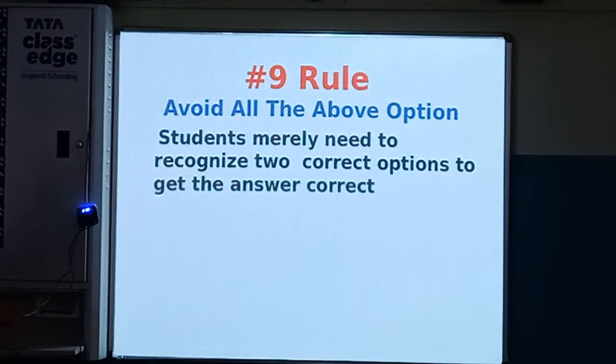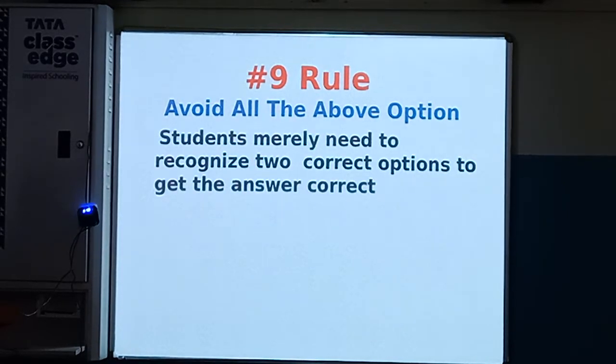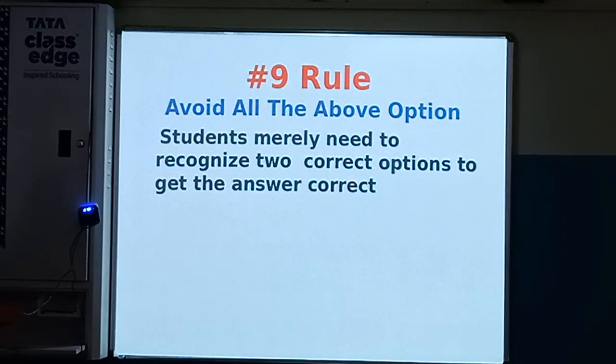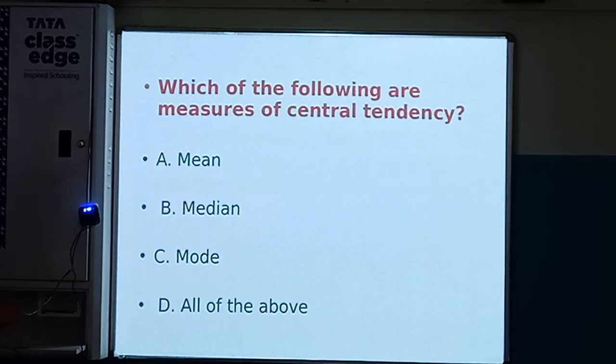Now what will happen? If we are giving an all of the above answer and the student is able to identify 2 correct options, then he will be able to answer the question. What is the problem with this all of the above option? If the student knows 2 correct answers, he will easily go for the all of the above answer. And in most cases, it is a correct option. So we should avoid this kind of question.